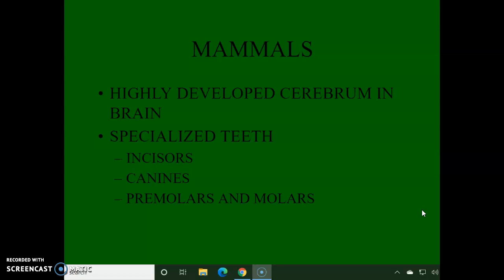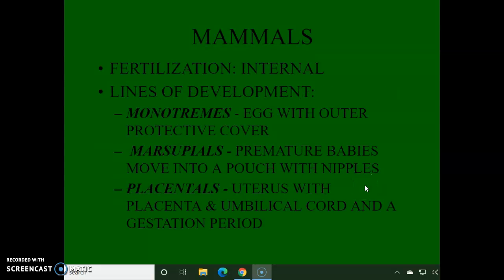I want you to go up where it says head and mouth. Also add there highly developed cerebrum and brain. So we have a large brain. We have a larger head than other animals. Mammals do in general. And we have specialized teeth for different things. Again, internal fertilization. Development, this is where you're probably going to have to go to another sheet of paper. There's all these different lines of development.